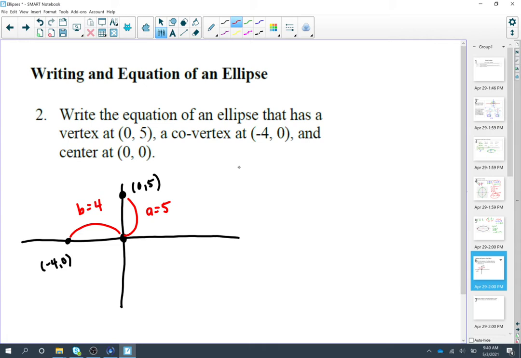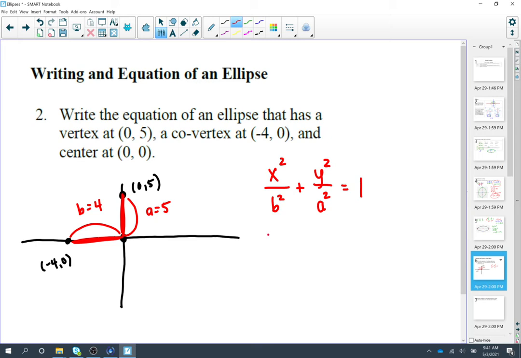I know in a standard form equation, x squared over something plus y squared over something has to equal 1. And then my a is always my larger one, and notice that a is on your y-axis. So if a is on your y-axis, which is going vertical, then I know that a squared is going to be below my y term. Then my b is on my minor axis, and it's the shorter one, so I know that b squared is going to be below my x term because it's on the x-axis.